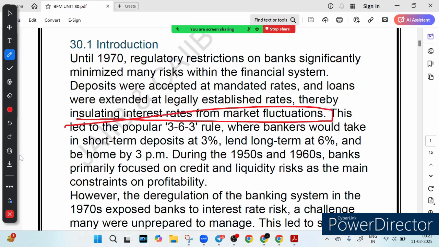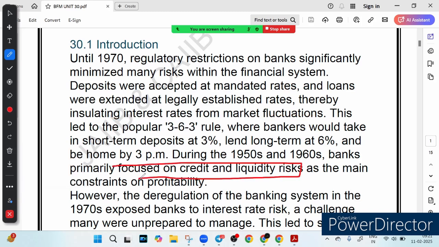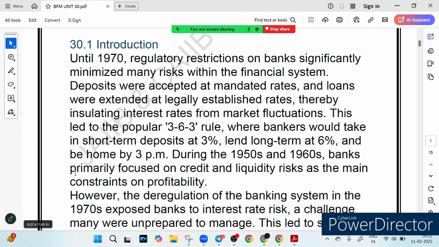So whether the market is moving up or down, it does not matter, right? So their scope was pretty limited. Their main focus was just maintaining credit and liquidity, right? So what was the primary focus? Primary focus on credit and liquidity risk, these two things, not market risk. And ensuring they gave loans wisely and had enough cash to meet withdrawals. So when I say liquidity, it means they should have enough cash to meet withdrawals, and when I say credit, it just means that they are wisely giving the loan, looking at all the parameters. So these two things they had to take care of, not the market risk.